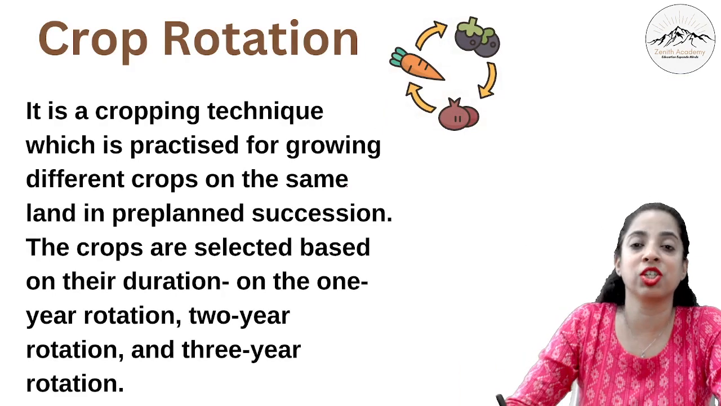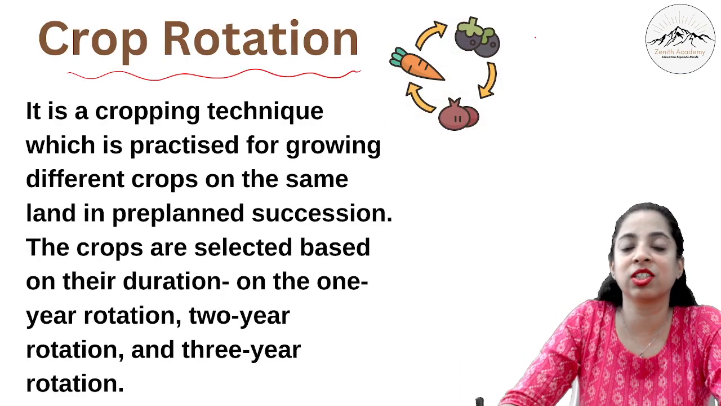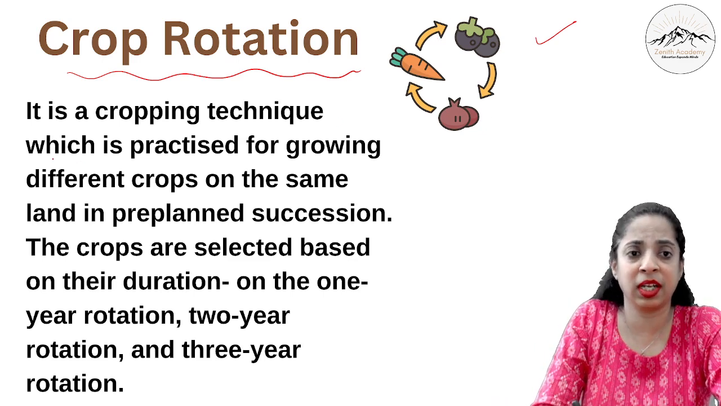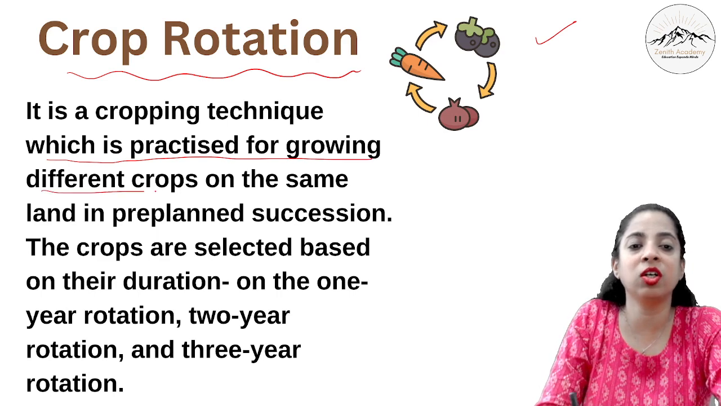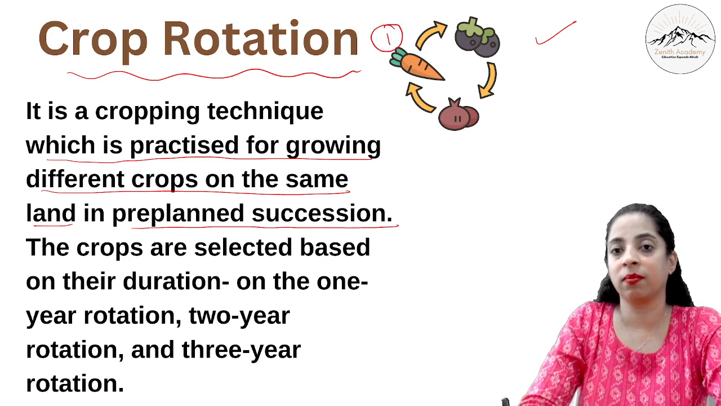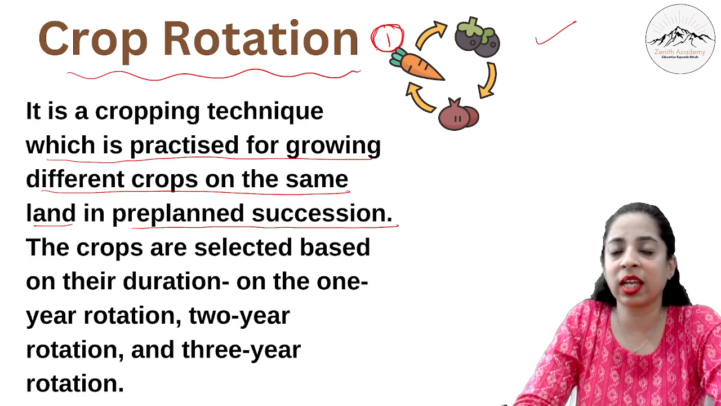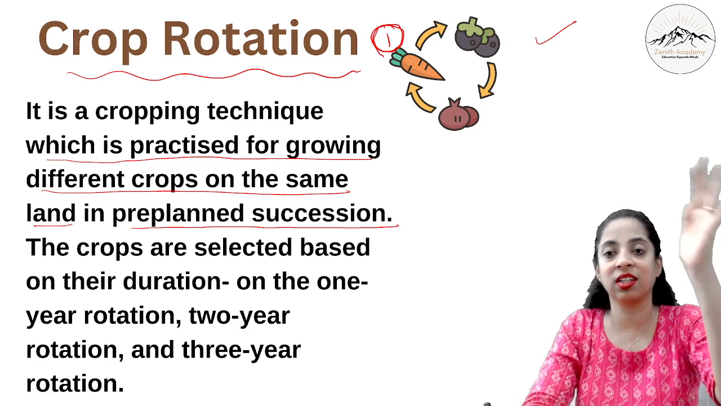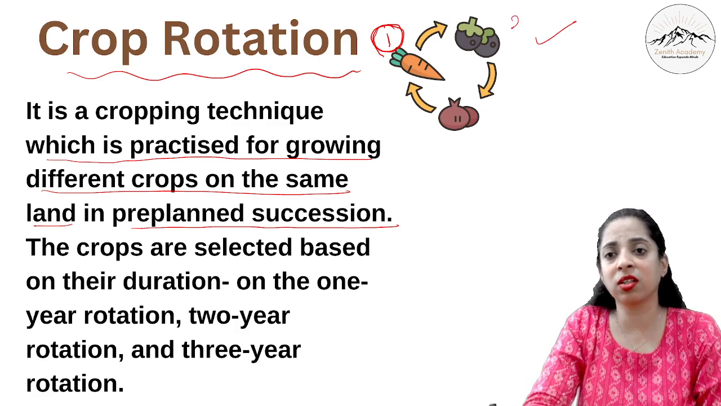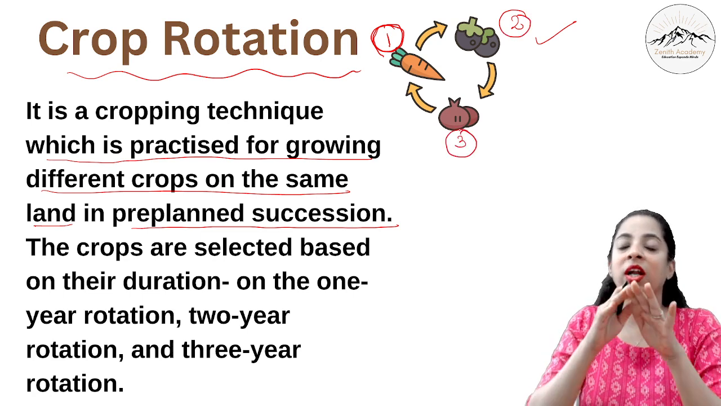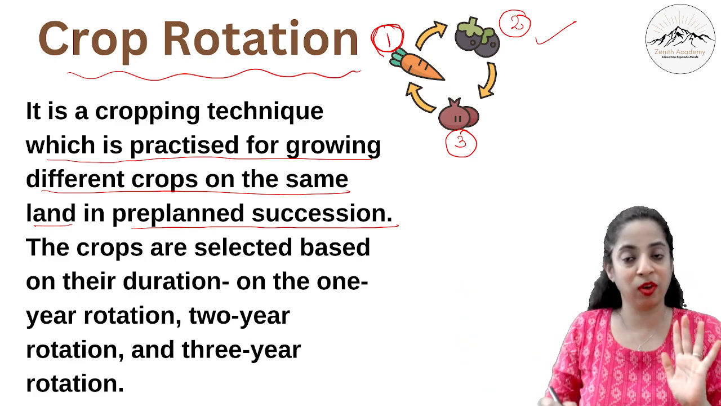Next is crop rotation. As the diagram also completely justifies, there are different crops. It's a cropping technique which is practiced for growing different crops on the same land in pre-planned succession. For example, first we grew carrots in this season. Okay, in this season we have sown carrots. Once the whole cultivation and harvesting is done, then you sow the seeds of another plant. When that is harvested, then you sow another plant, and so on. So at one particular time only one crop is growing.